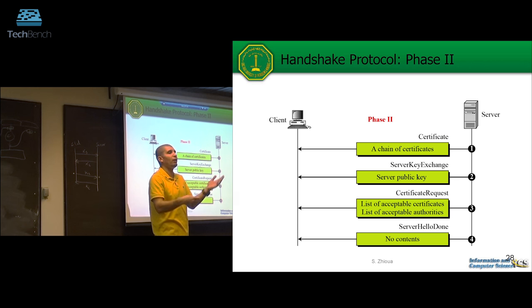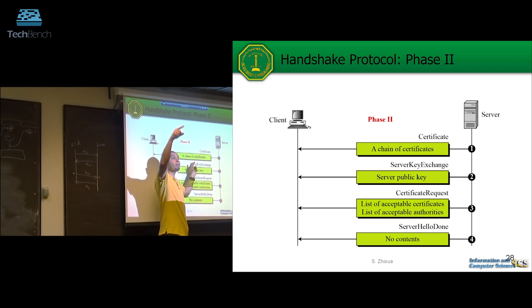When you specify your name, you specify the name of your father, of your grandfather, and so on, to have better authentication. So here it's the same thing: the certificate and the chain of the certificates up to the known or common certification authority. The chain of the certificates, then the server public key. Basically it's part of the certificate. The public key of the server.